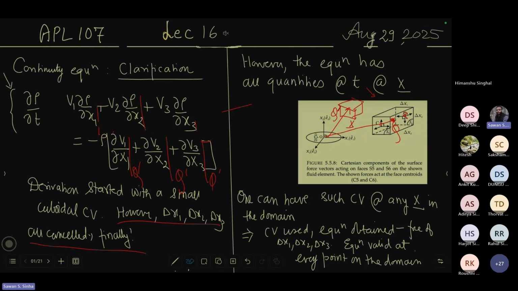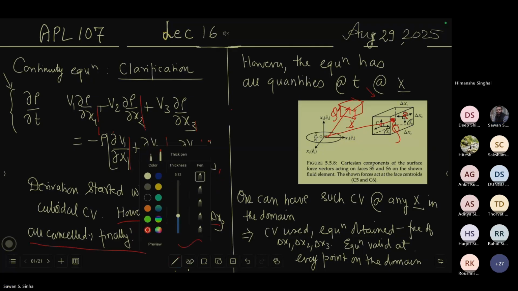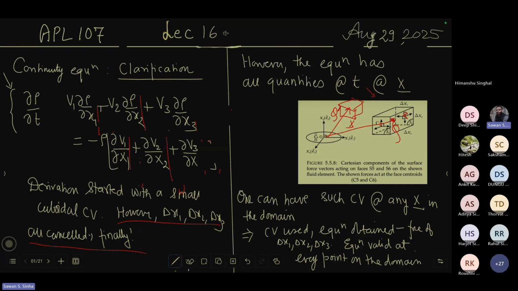And it has become independent of the control volume that I used to have this derivation. There is no delta x1, delta x2, delta x3, right? So this equation, once derived, should be looked at in an independent manner and need not be associated with a control volume necessarily. Control volume is a step to get to this equation, but this equation is true at each and every point.